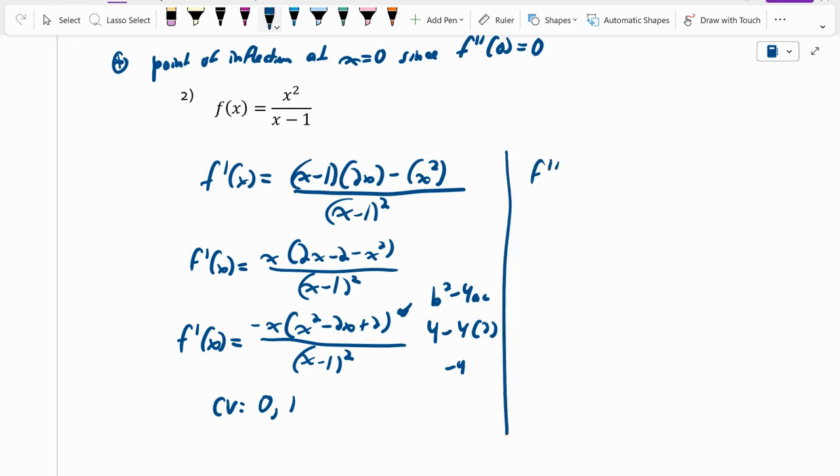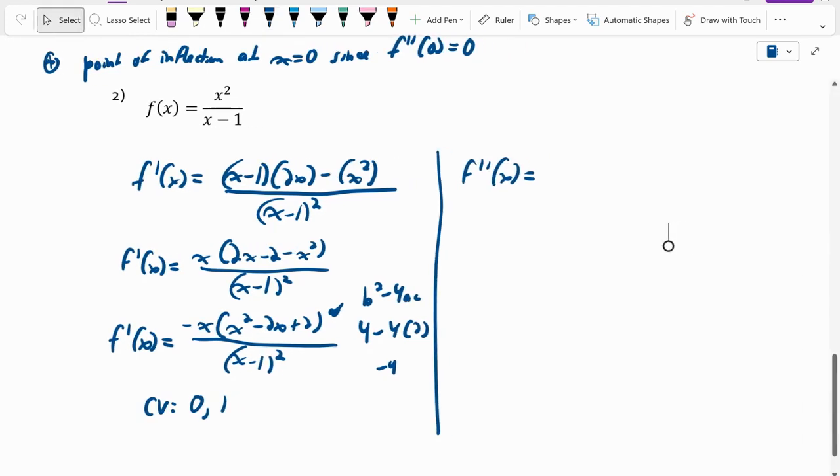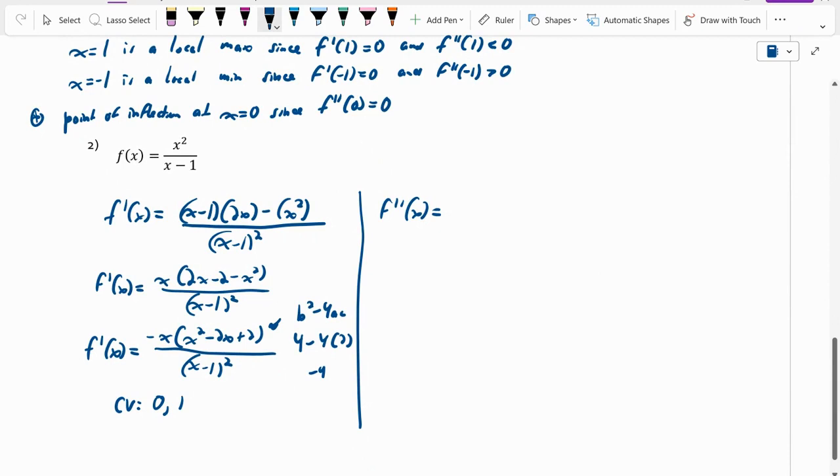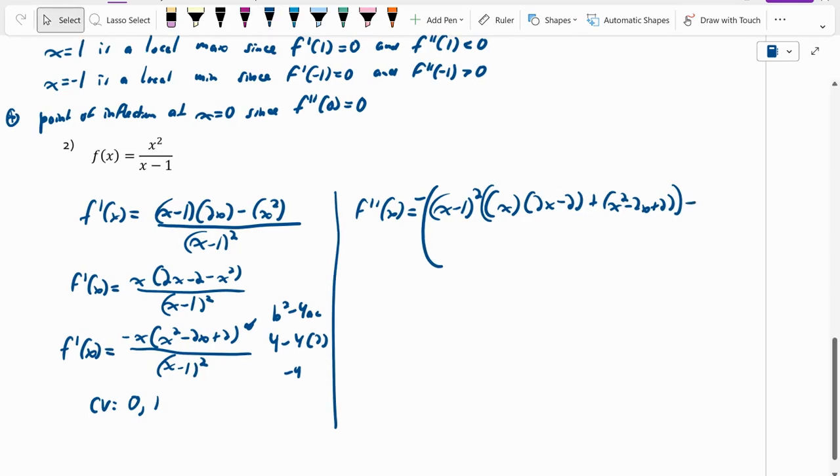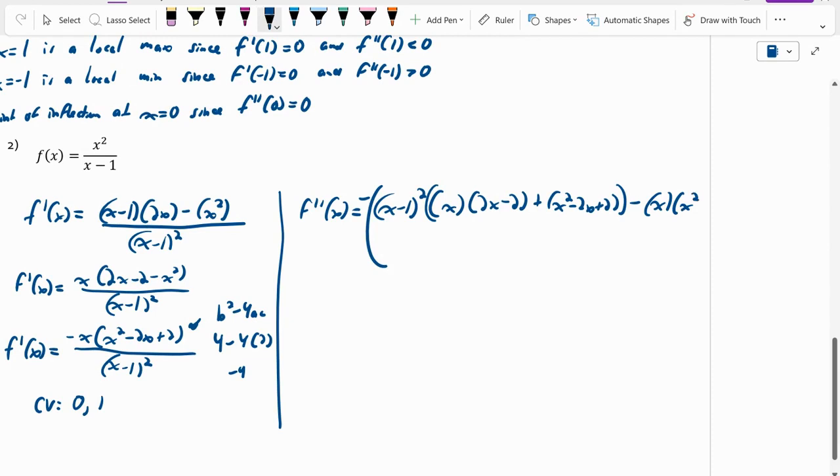Well, now we do an f double prime. f double prime of x is equal to, let's see, we got low d high, so low d high is a product rule. I'm actually going to pull the negative out of the whole thing and write the negative as a constant multiplier, so not to worry about that. So low d high is first derivative of the second, so that'd be a 2x minus 2 plus second derivative of the first. Then I have minus x, then an x squared minus 2x plus 2, and d low. So that's low d high minus high d low.